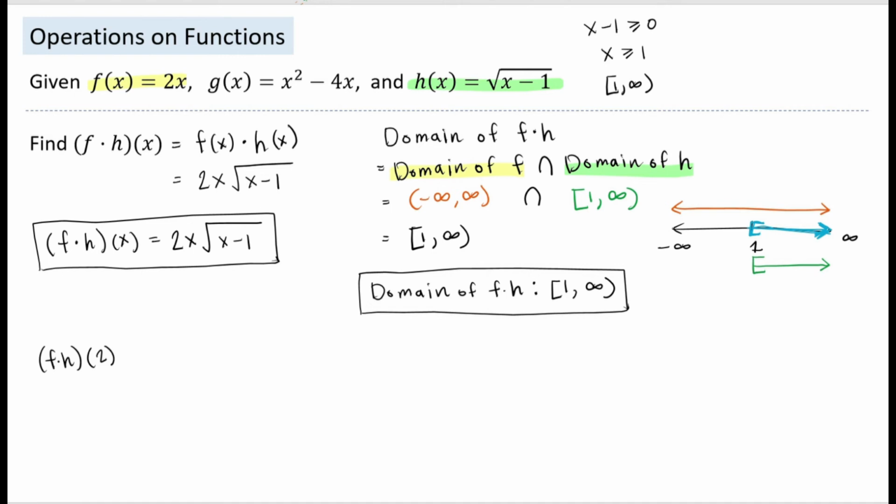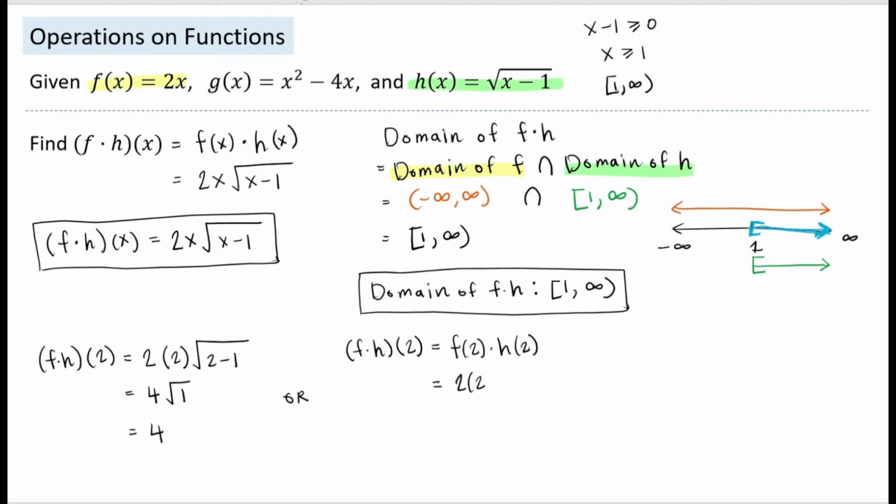Let's compute f times h of 2 using the equation we found. We get 2 times 2 times square root of 2 minus 1, which is equal to 4. If we use the original functions f and h, we have f times h of 2 is equal to f of 2 times h of 2, which is equal to 2 times 2 times square root of 2 minus 1. So we get 4.